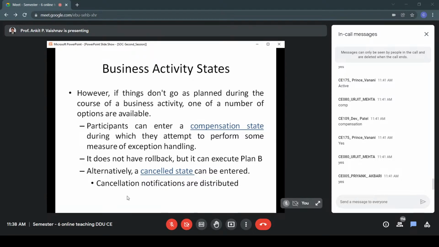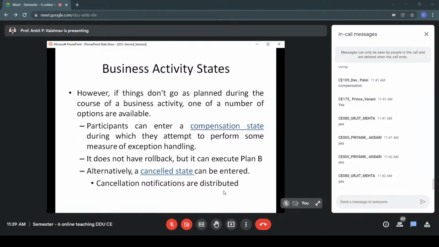Okay. In that case, cancellation notifications are distributed to every service, because you will be notifying the other services, other participants and the coordinator that I am cancelling my job, because plans are not going as per the regular planning. Clear up to this fourth state, cancelled state, right?